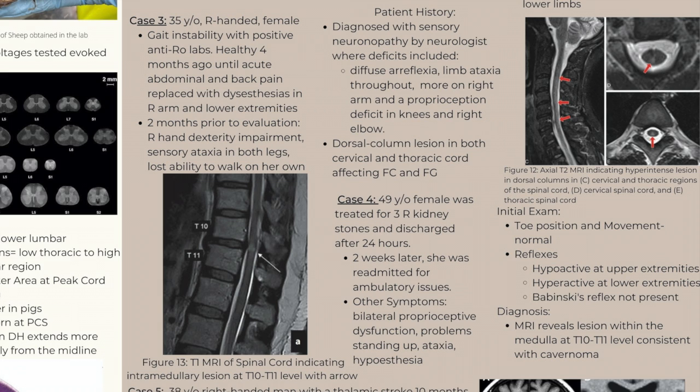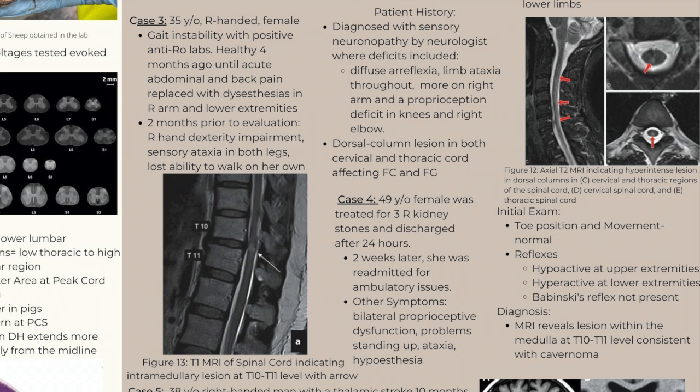Case 4 is a 49-year-old woman treated for 3 right kidney stones and discharged 24 hours after the operation, but readmitted 2 weeks later for ambulatory problems. Neurological exam findings were bilateral proprioceptive dysfunction, problems standing upright, ataxia, and hypoesthesia. Exam showed toe position and movements were normal. Reflexes were hypoactive in the upper extremities and hyperactive in the lower extremities, and the Babinski sign was not present.